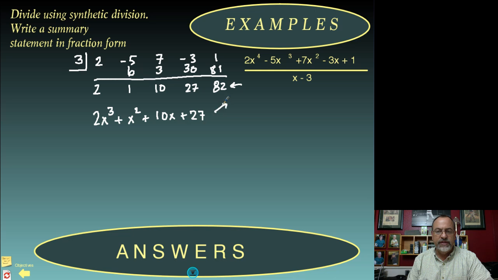There's two ways you could write this. You could either write this as a remainder of 82, or if it says to put it in fraction form, I put 82 over the divisor, which is here x minus 3. So this would be the answer to this division problem.